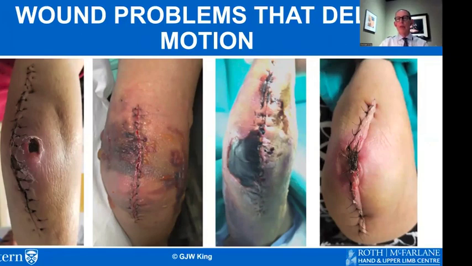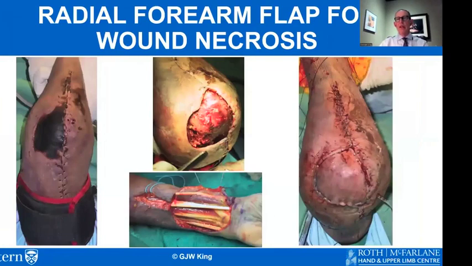Sometimes simply waiting on the wound allows it to heal, but other times it has to be addressed, in this case with a reverse radial forearm flap for complete full thickness necrosis. This, of course, results in significant stiffness as rehab has to be delayed until wound healing is secured. So trying to avoid these kinds of flap problems is key when performing an elbow arthroplasty.